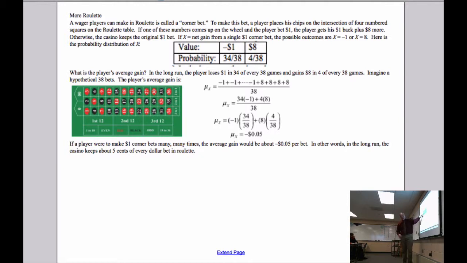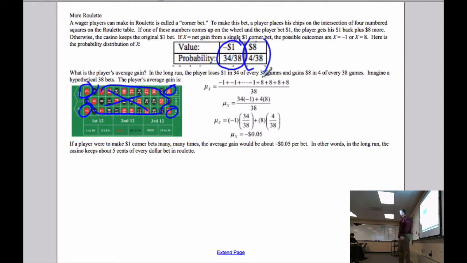There must be 38 numbers, and you've got 4 corners. So your probability of losing is 34 out of 38, because there's 34 where you can't win. And 4 out of 38 where you do win. 1, 2, 3, 4, and then you win, your 4 out of 38. That's the probability, and you win $8.